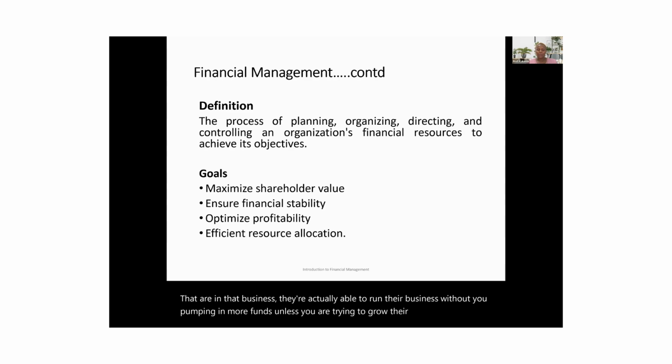Another one is to optimize profitability. Now, you can see what I've said, optimize, not maximize. There's a difference between maximizing profitability and optimizing profitability. Here we are saying the difference between the revenues and the expenses should ideally be as wide as possible, because the more revenue you have compared to the expenses, the more profit. But that should not be your goal. Your goal should be to get the maximum.